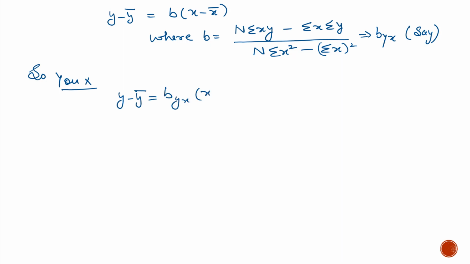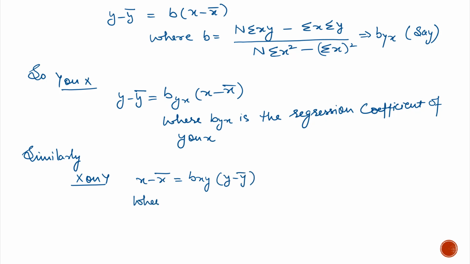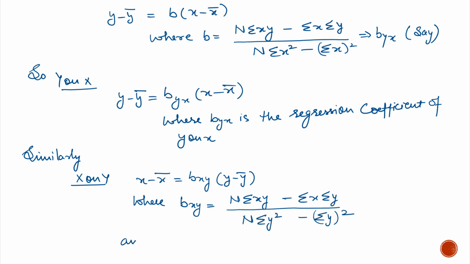So y on x is y minus y bar equals byx times x minus x bar, where byx is the regression coefficient of y on x. Similarly, we can calculate x on y. x minus x bar equals bxy times y minus y bar, where bxy equals n times summation of xy minus summation of x summation of y, divided by n summation of y square minus summation of y whole square, and bxy is the regression coefficient of x on y.